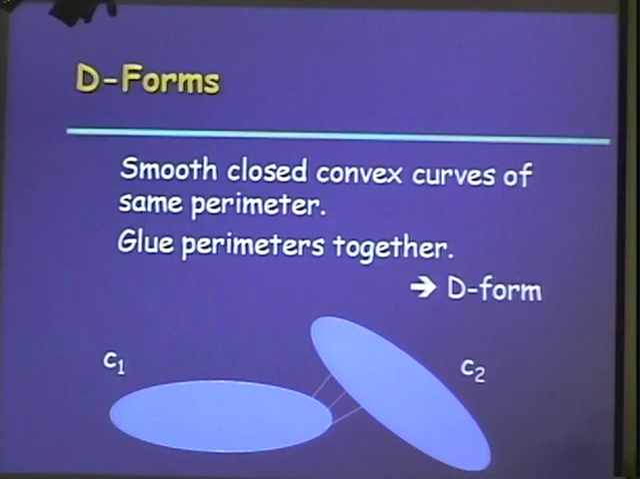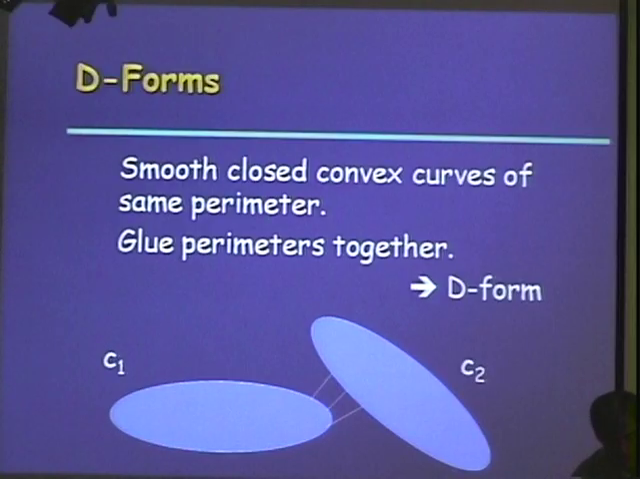Now, let me mention one acute application of this to something called deforms, which I hope no one has ever heard of. You take two smooth closed convex curves of the same perimeter and glue them together along their perimeter.